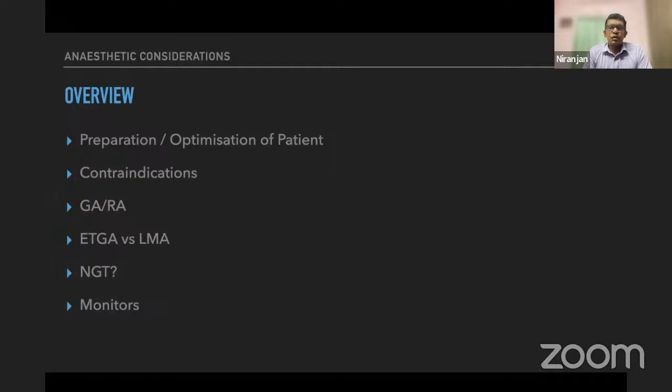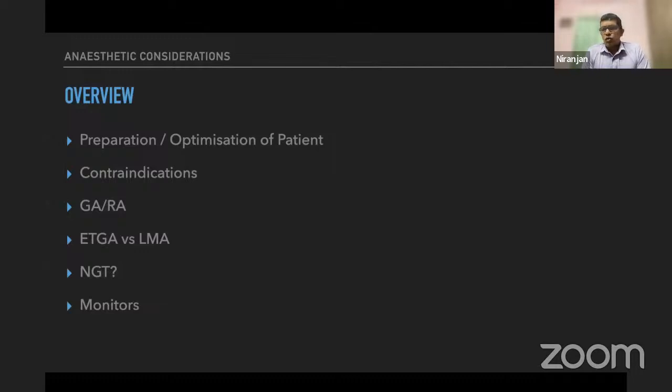When it comes to choosing between endotracheal tube intubation or LMA, again, endotracheal intubation will be the choice in most institutions, but LMA can also be used, especially the second generation LMA called ProSeal LMA. It provides a seal up to 30 centimeters of water, which protects the lungs.